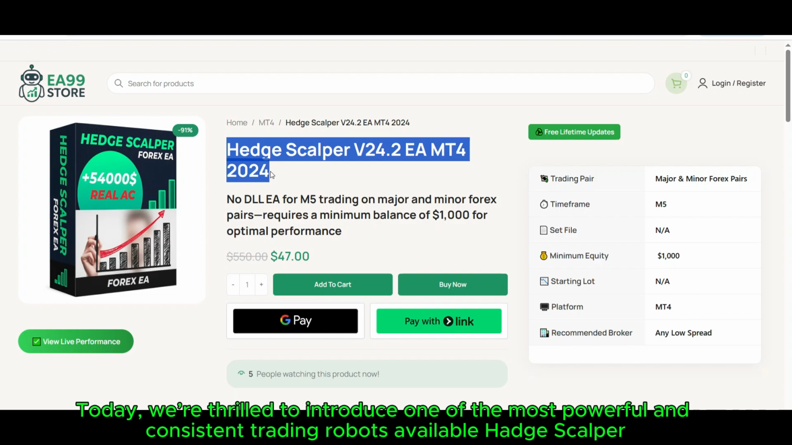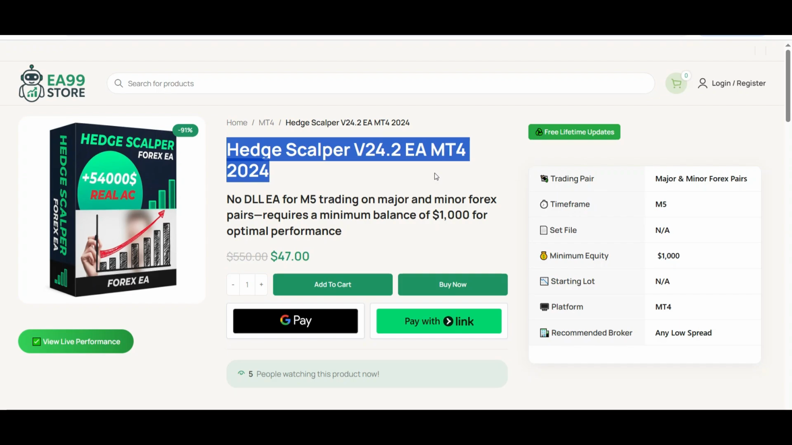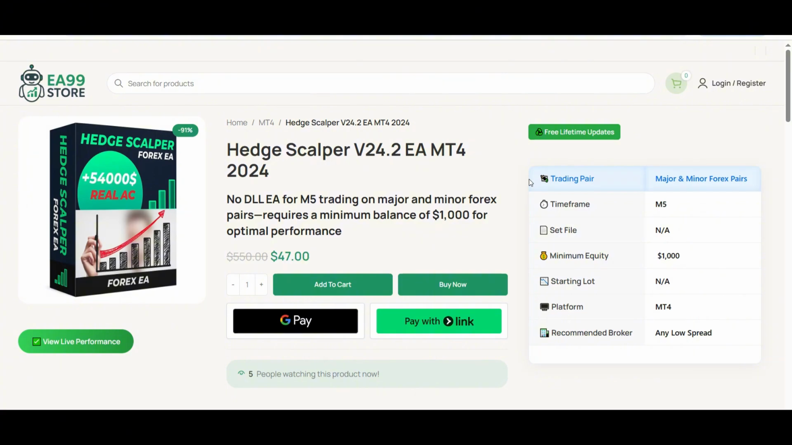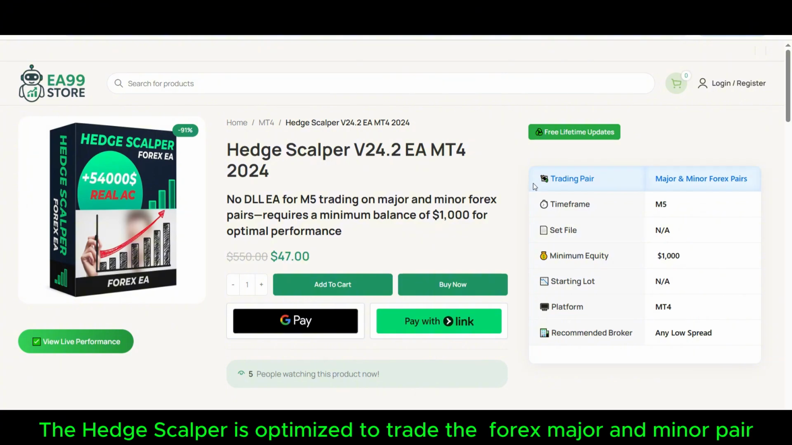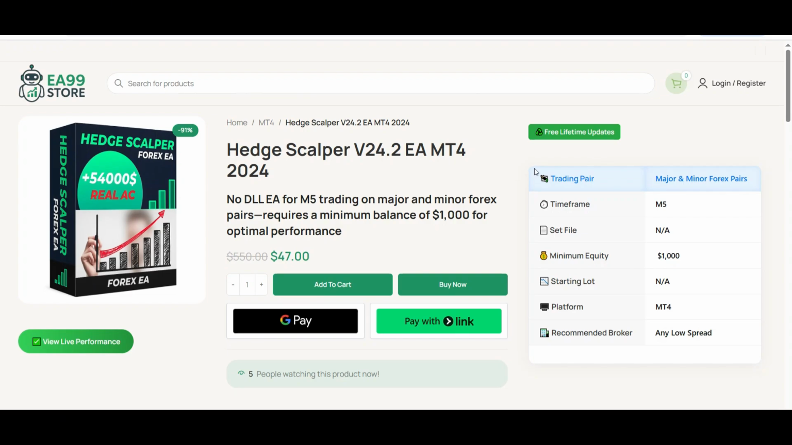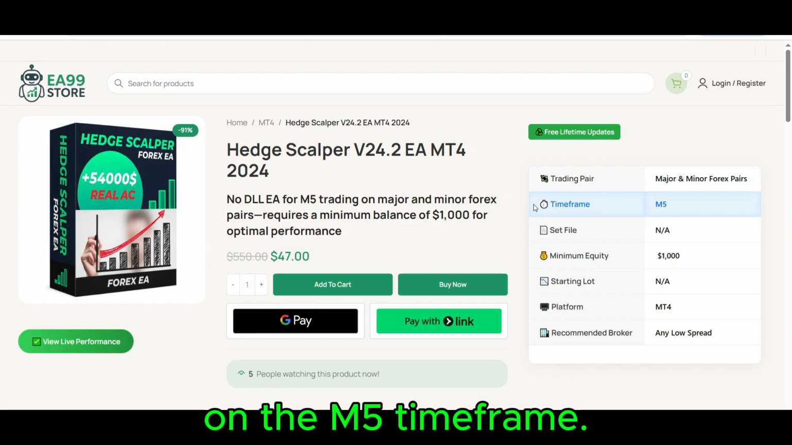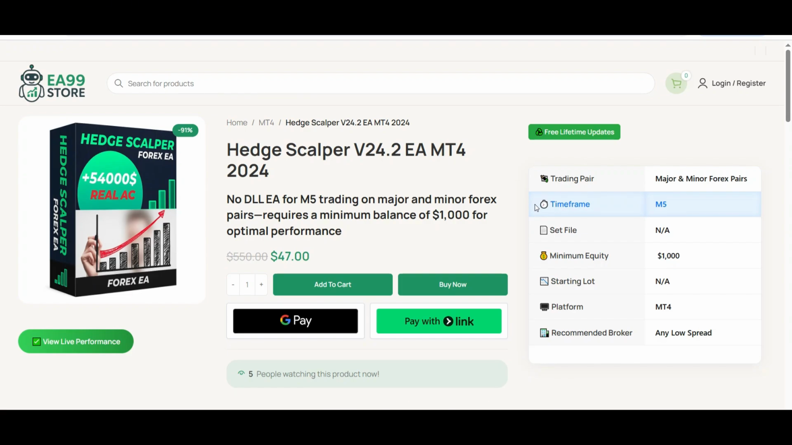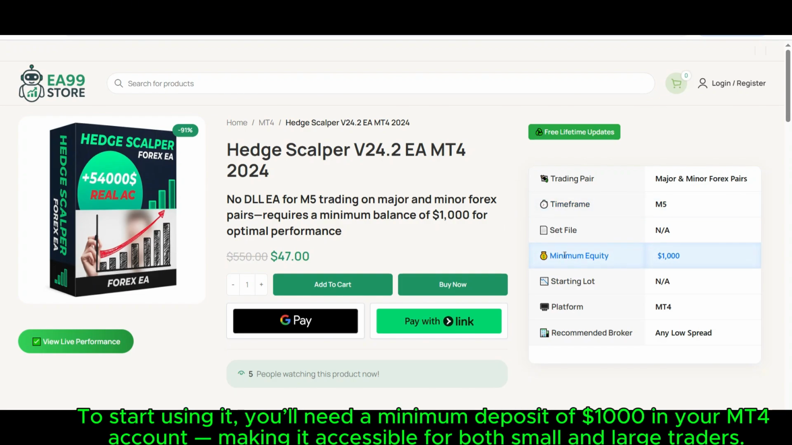Today, we're thrilled to introduce one of the most powerful and consistent trading robots available, Hedge Scalper. The Hedge Scalper is optimized to trade the Forex major and minor pairs on the M5 timeframe. To start using it, you'll need a minimum deposit of $1,000 in your MT4 account, making it accessible for both small and large traders.